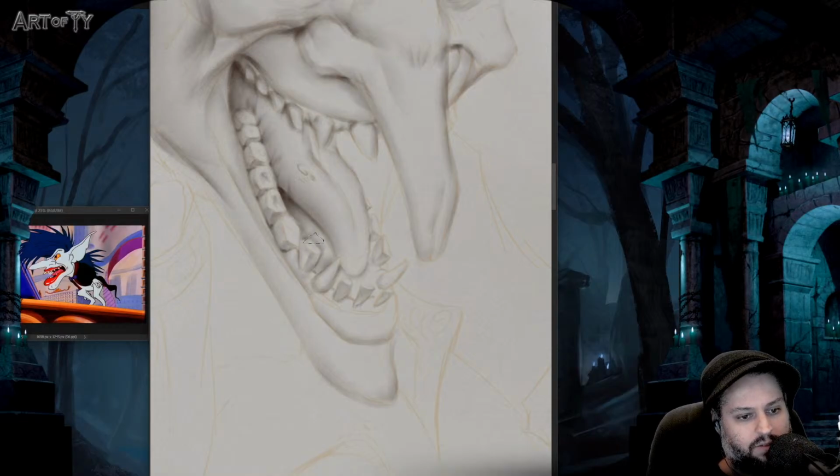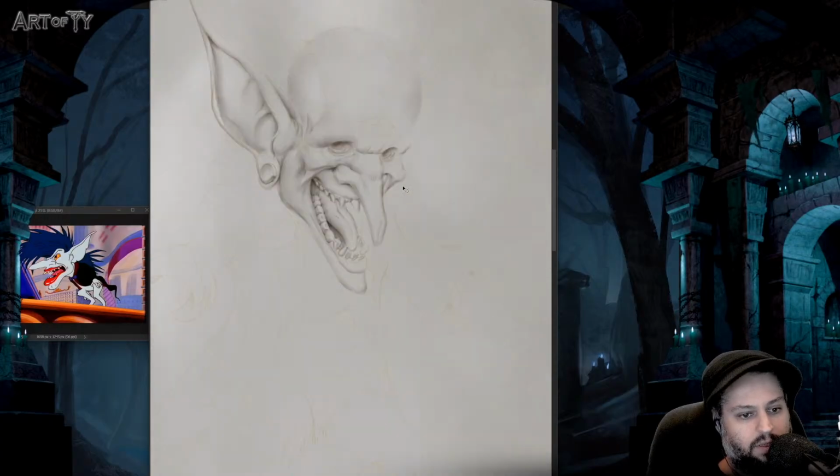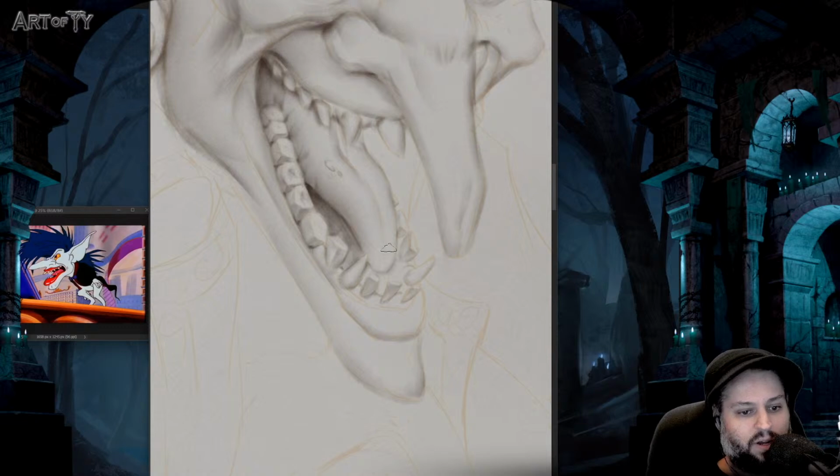All right, basically this whole section needs to just be darker because it's all sort of underneath the tongue. But I was sneaking up on that darkness as I tend to. And we'll just shadow this stuff here.